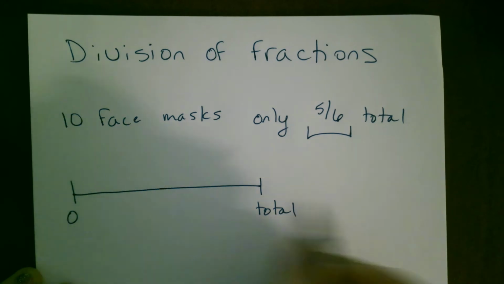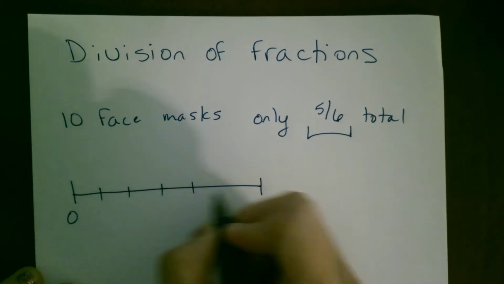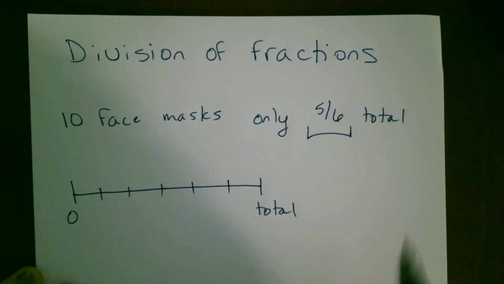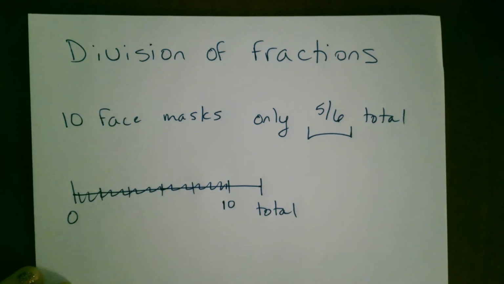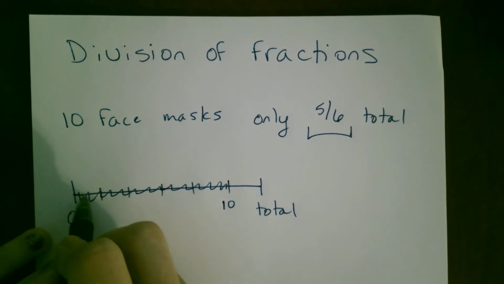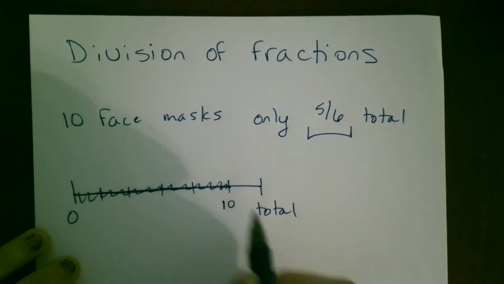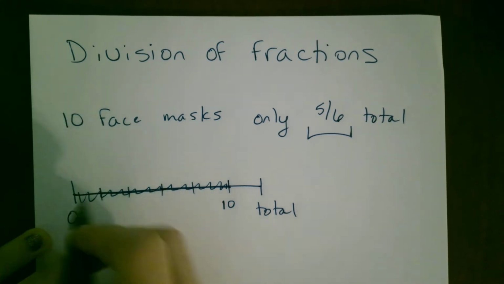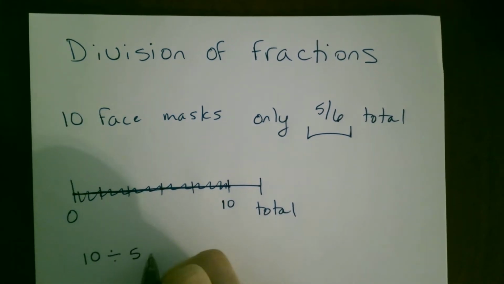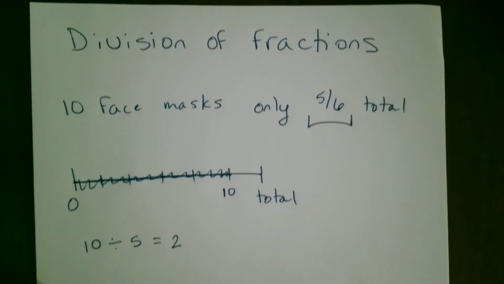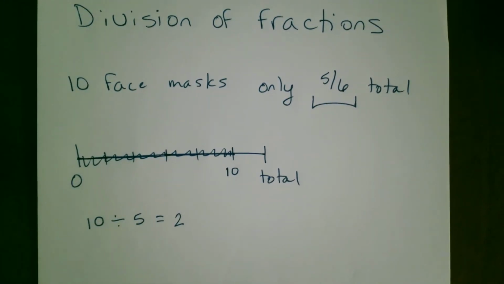So let's break this up into 6 pieces. 1, 2, 3, 4, 5. There we go. And again, these 5 pieces represent the actual face masks that I made. So I want to figure out what was the total. Well, I have 5 equal size pieces here that total up to 10. So how do I figure out what one piece is? Yes, so I should take the 10 and divide that by 5. So I get that each of those pieces has a size of 2, a step size of 2.